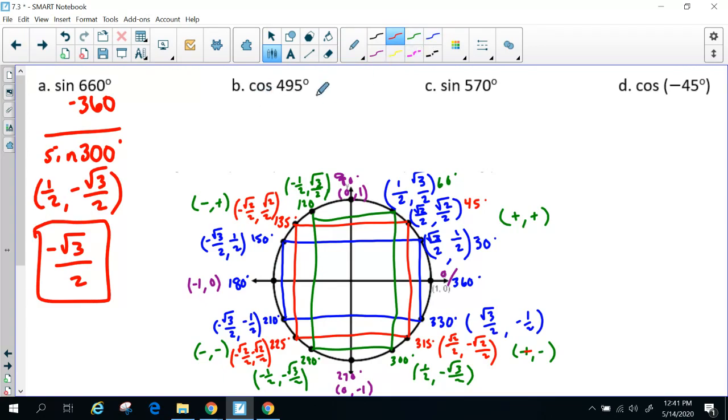Okay, we'll do the same thing with the cosine of 495. Start by subtracting 360. So we're looking for the cosine of 135 degrees. If we find a rotation of 135, that lands us at negative root 2 over 2 and positive root 2 over 2. And since it's cosine, we're looking at that x value, so just the negative root 2 over 2.